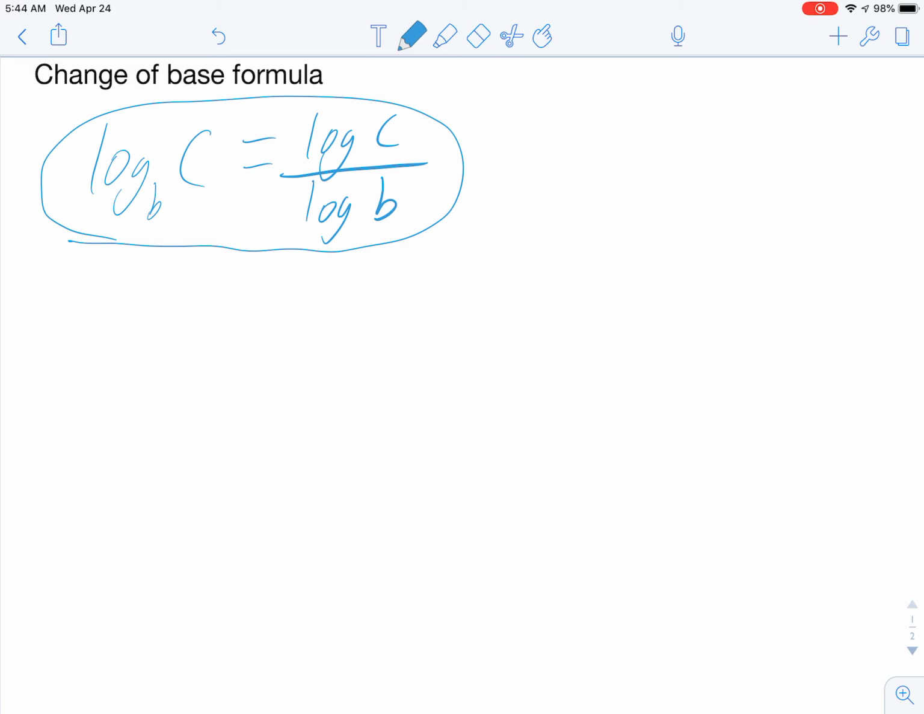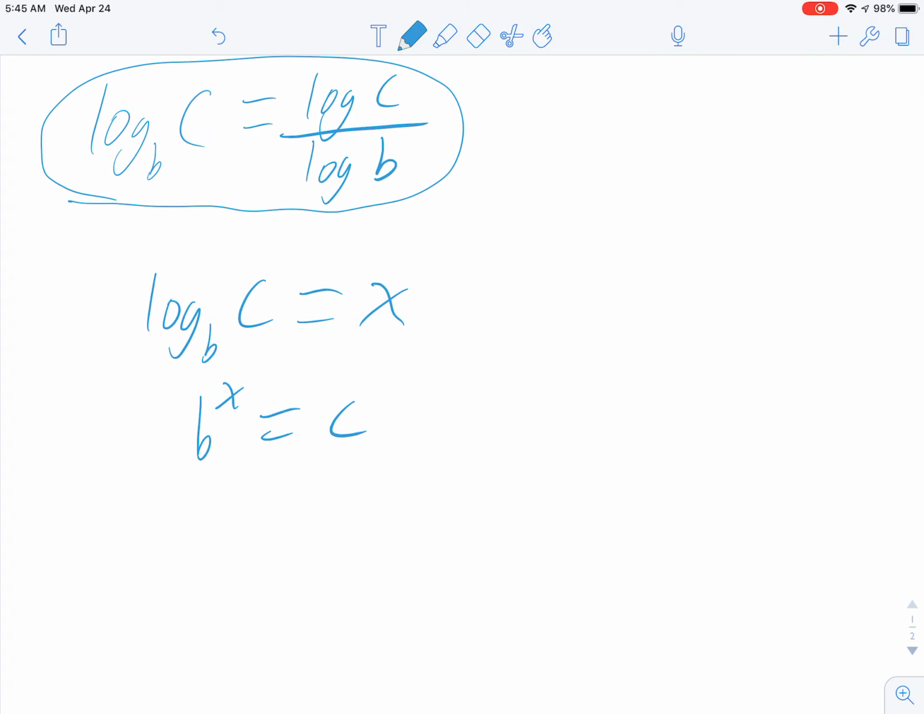So log base B of C, if we're trying to evaluate that, I'm going to just set that equal to x. So the first thing I'm going to do is rewrite it in exponential form. So b to the x equals c. And now what I'm going to do is something you probably haven't seen before, but I'm going to take the log of both sides of the equation. Just like multiplying both sides of an equation by something, adding, dividing, all the different things we've done, as long as you do the same thing to both sides of an equation, it's a perfectly legal move.